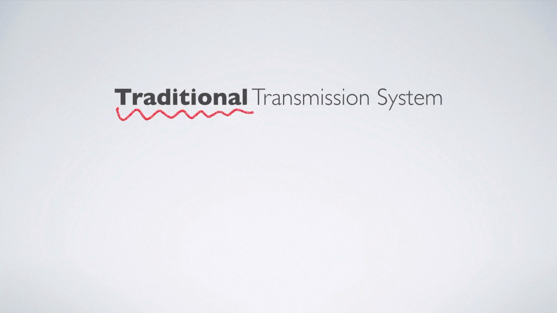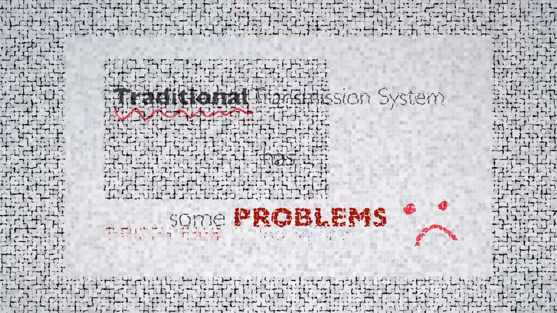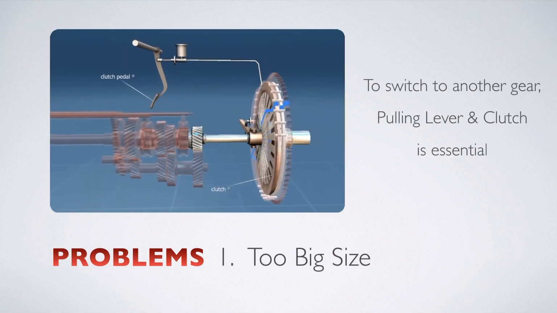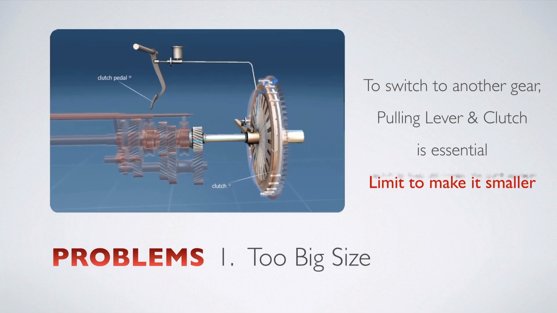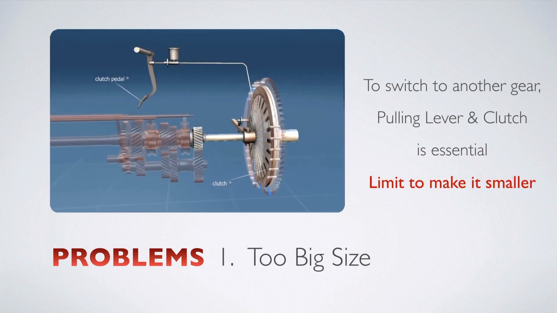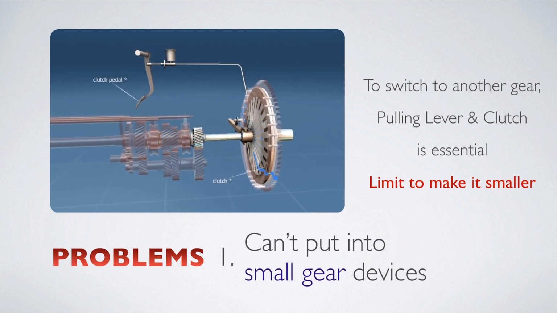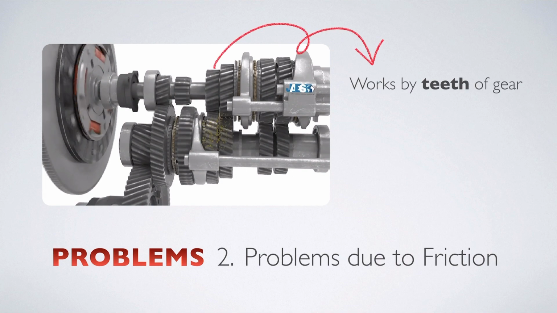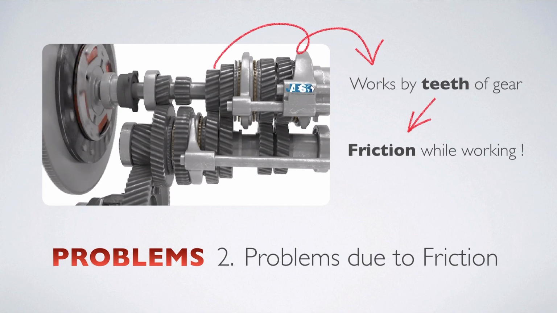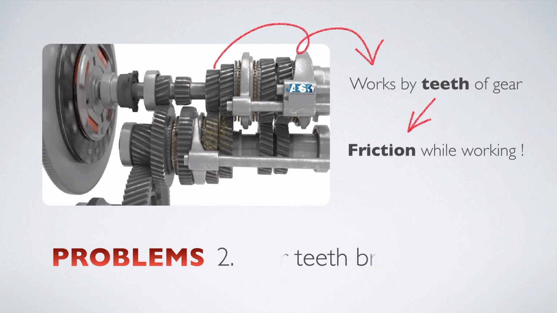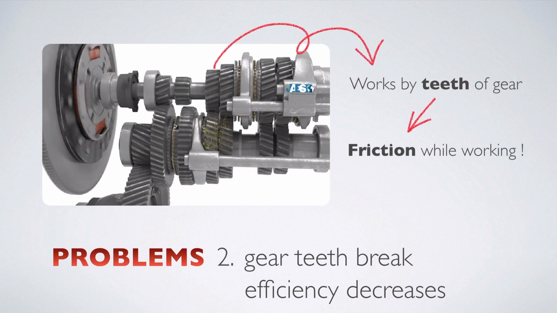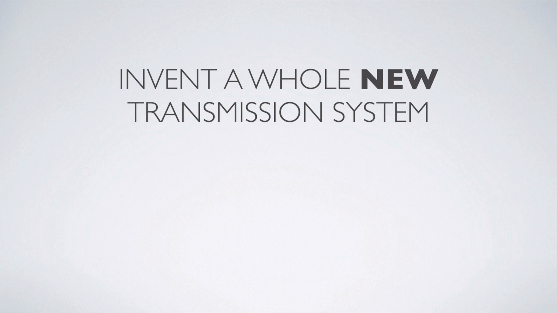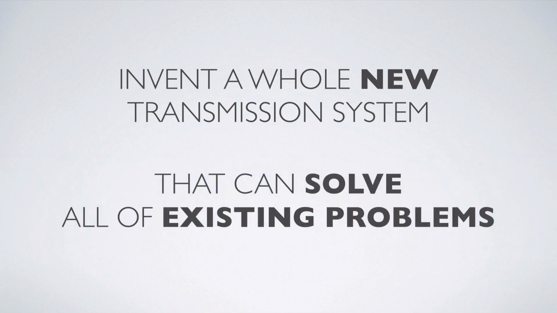However, traditional transmissions have some problems. First problem is they are too big. To switch to another gear set, pulling lever and clutch is essential, so there has to be a limit to make it smaller. Eventually, small-sized gear devices cannot use this transmission system. There's more problems. Because traditional system works by teeth of gears, there must be a friction while working. So as friction repeats, the gear teeth will break, the efficiency will decrease, and also it'll make a lot of noise.